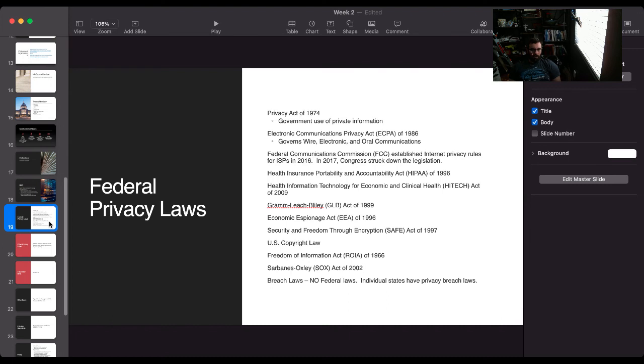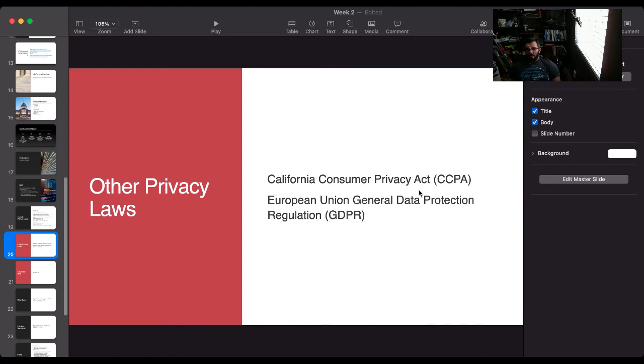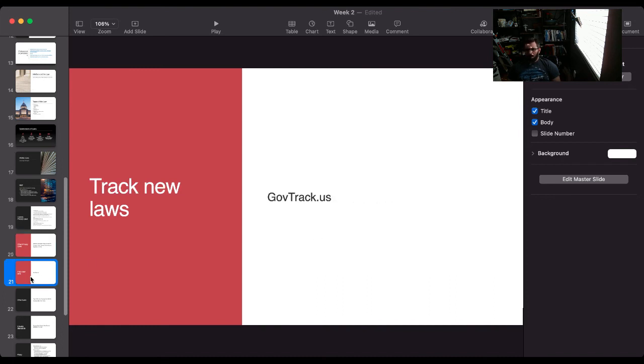There are wiretapping statutes, and there are internet privacy rules that were established but struck down by Congress. There's HIPAA, which is important and affects all of us. That's healthcare only, though. There is copyright law. There's the Freedom of Information Act. There's Sarbanes-Oxley. If you're an accounting person, SOX is going to be important. Even for us IT people, it's important. And then states have their own breach laws. There's the CCPA in California. There's also a replacement for the California Consumer Privacy Act. I'm not sure when it takes effect. I would imagine it's probably in January of next year, but I'm not certain on that. And then there's the GDPR for the European Union. And then you can track new laws on this website.